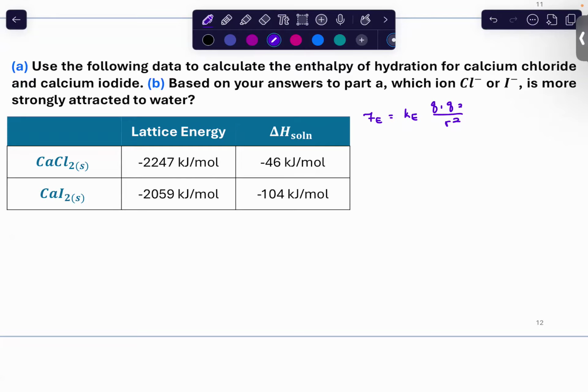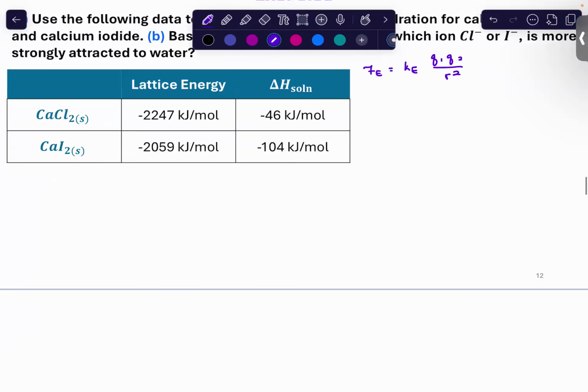Okay, so Hess's law is really, if we have a step-by-step process and we have enthalpies of those processes, we could just add them all together. That's Hess's law. So the first thing we're going to do is take the calcium chloride and split it up. Yep, it's two of those.